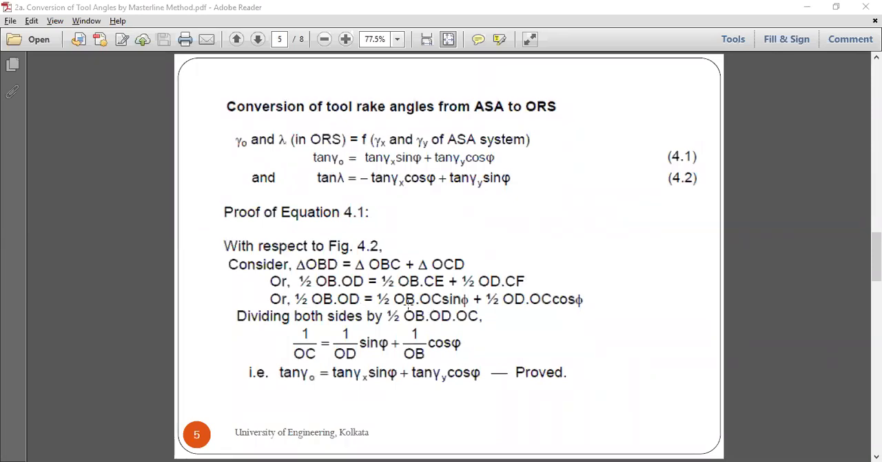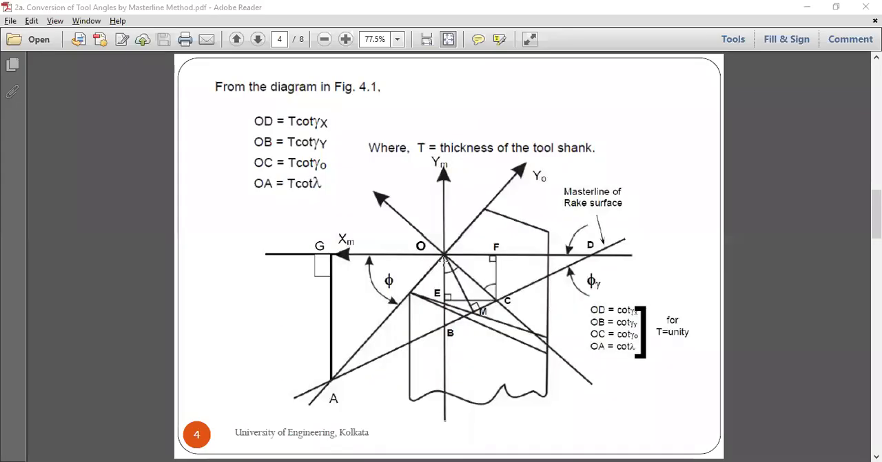Now let us see what CE is all about. If you look into this angle, it is your phi angle. This line and this line make the phi angle. So perpendicular to this line and perpendicular to this line will also make an angle phi between them, right? Is this clear? We have already discussed these things previously. Now the angle BEC is your phi angle.